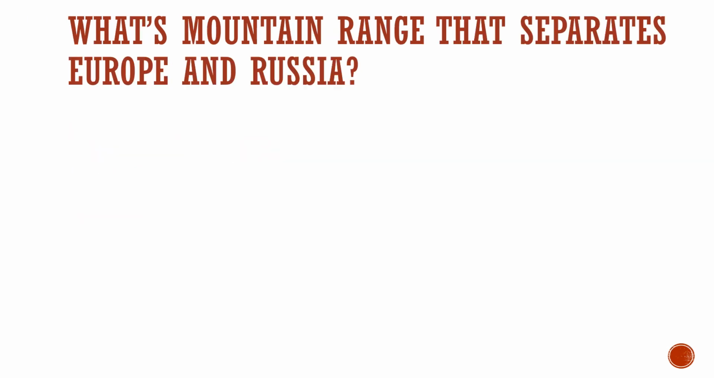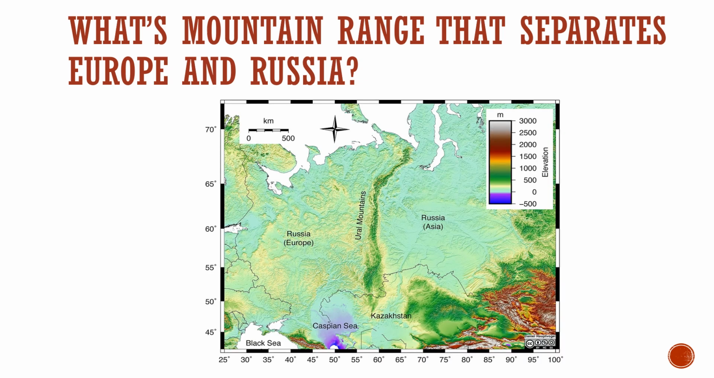If you remember from Europe, there's a mountain range that separates Europe and Russia. That mountain range is the Ural Mountains that we see here. So we have Europe on the western side and Russia on the eastern side of that. The Ural Mountains are important as far as elevation, but also as a natural boundary that separates Europe from Russia.